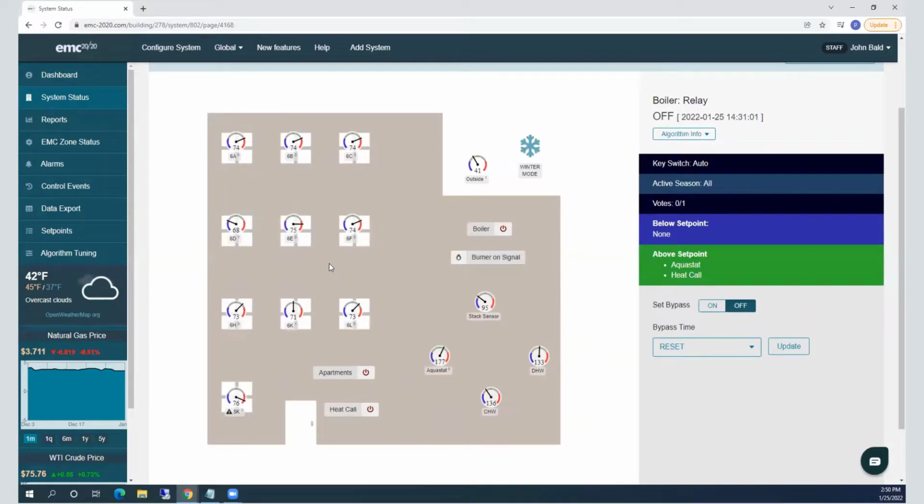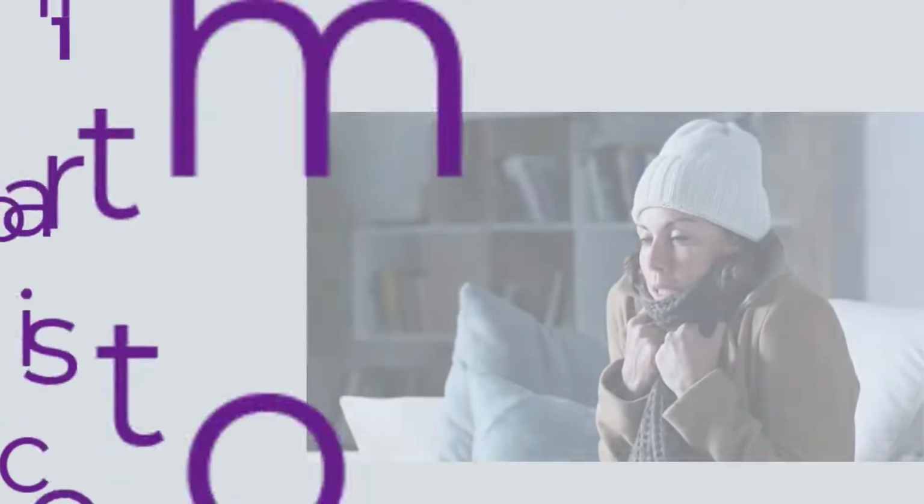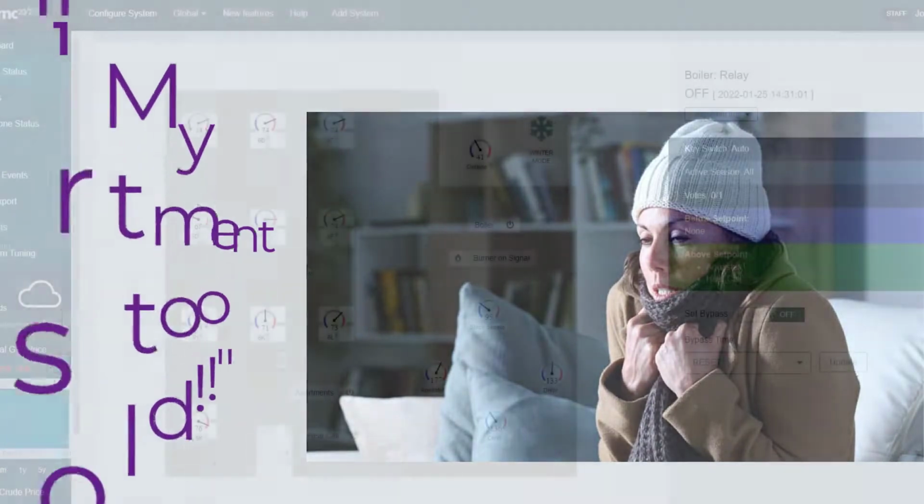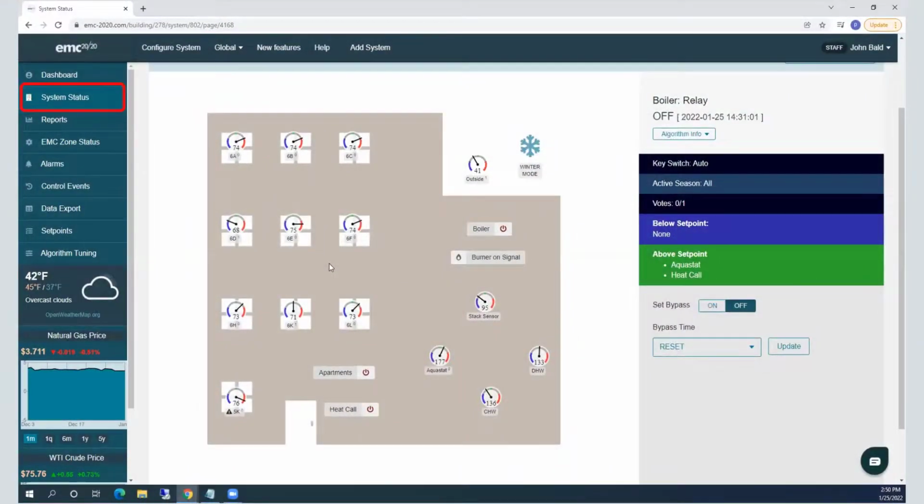So, one of the top complaints we get: the apartments are too cold. We got a call from our tenant. They say the apartment's too cold. What can I do to help?